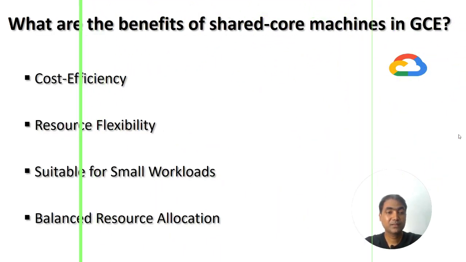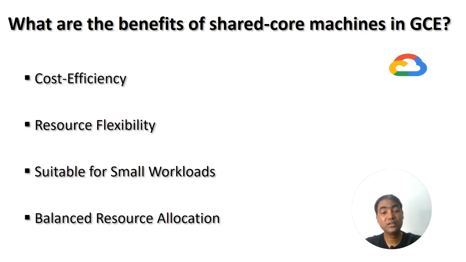As you can see here, some of the benefits of using shared core machines in Google Compute Engine are cost efficiency, resource flexibility, suitability for small workloads, and balanced resource allocation, as I mentioned here. The cost efficiency: shared core instances are cost effective, making them suitable for workloads with low CPU demands. They allow you to optimize cost by paying for only the fraction of CPU resources you use.